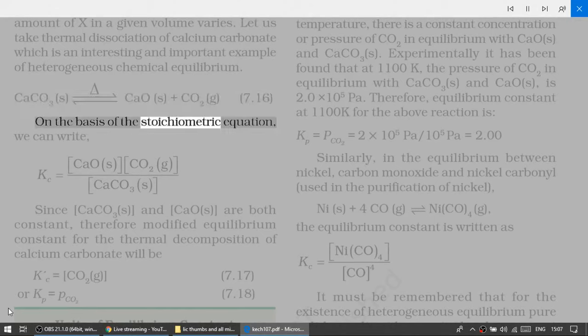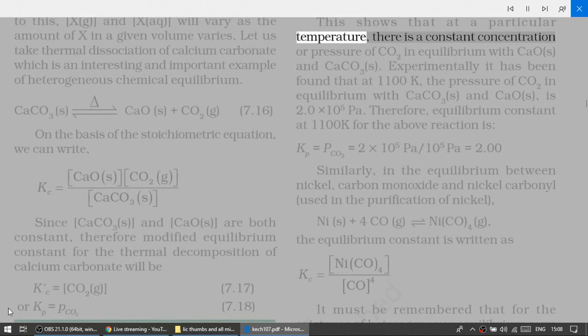On the basis of the stoichiometric equation, we can write Kc = [CaO(s)][CO2(g)]/[CaCO3(s)]. Since [CaCO3(s)] and [CaO(s)] are both constant, the modified equilibrium constant for the thermal decomposition of calcium carbonate will be Kc = [CO2(g)] (7.17), or Kp = PCO2 (7.18). This shows that at a particular temperature, there is a constant concentration or pressure of CO2 in equilibrium with CaO(s) and CaCO3(s).